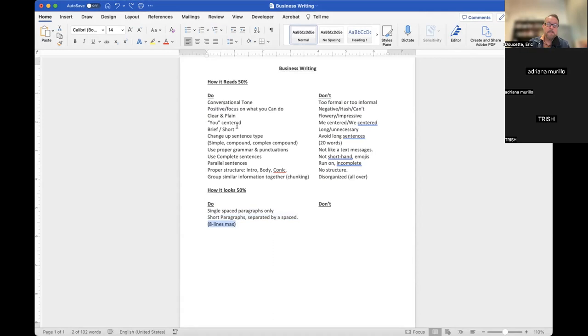How long should your paragraphs be? No more than 8 lines. So if you count the paragraphs, like if you're looking at my screen now under the do's for how it reads, that conversational tone is 1 line, positive on focus on what you can do is 2 lines, clear and plain is 3, you-centered is 4, brief is 5, change up sentence type is 6, simple and compound sentence is 7, use of proper grammar punctuations is 8. That's maximum. Now, if you have a short document and it only is 8 lines, then make it 2 or 3 line paragraphs. That's easier for the eye. The smaller the paragraph, the easier for the eye to see.